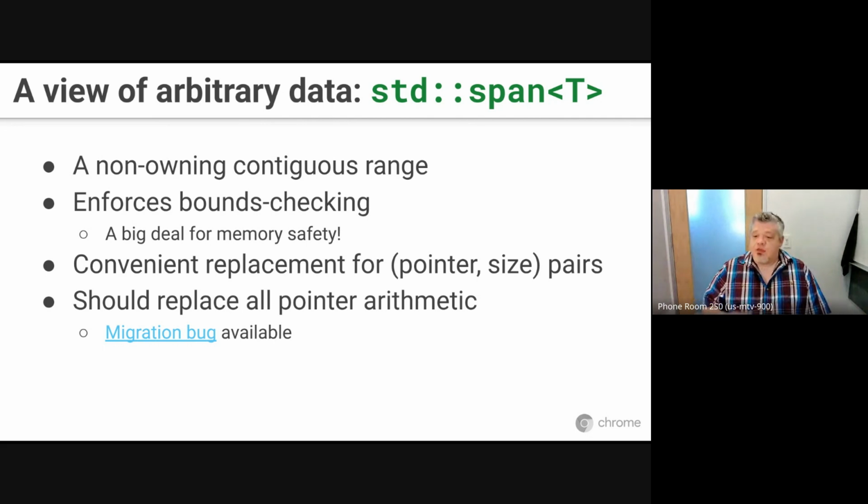Now, that means that spans mitigate one kind of memory safety bug. They don't mitigate the other kind. You can still have use after free with spans if you're holding a span beyond the lifetime of the object it's referring to. But it does mean there is a strict improvement on doing pointer arithmetic. And we have an open project because of that to convert the whole code base to use them. There's a migration bug here.